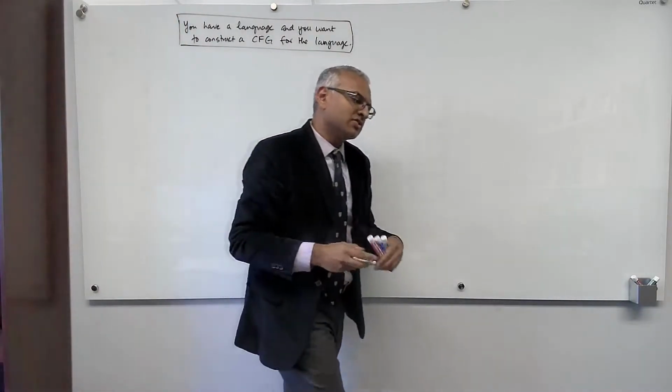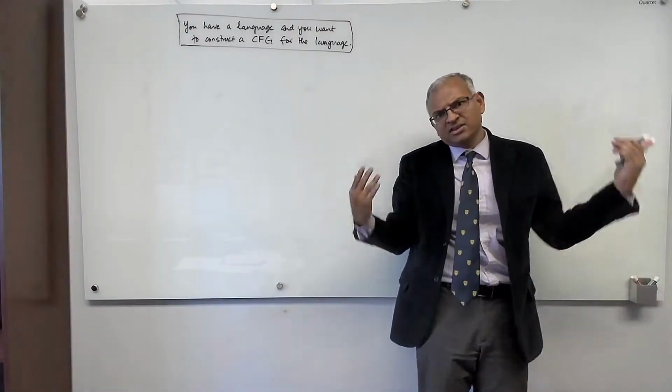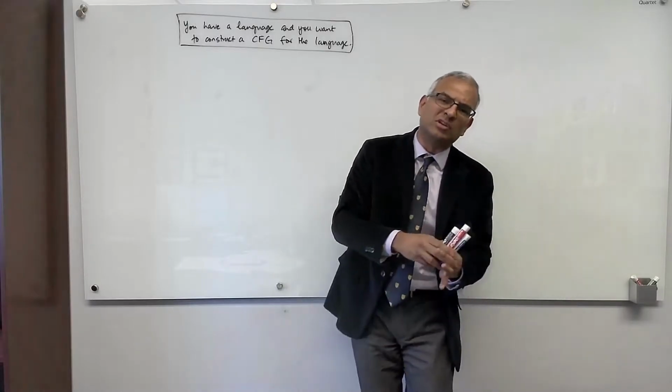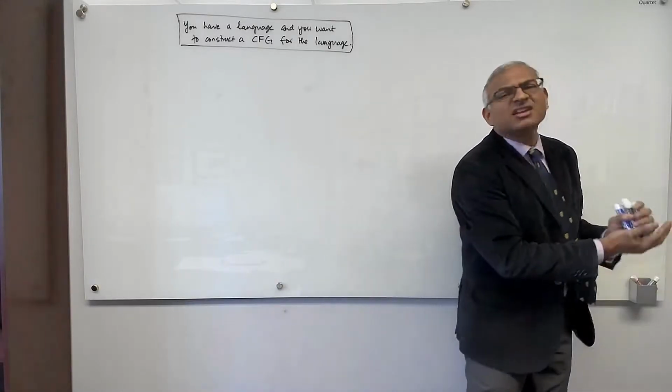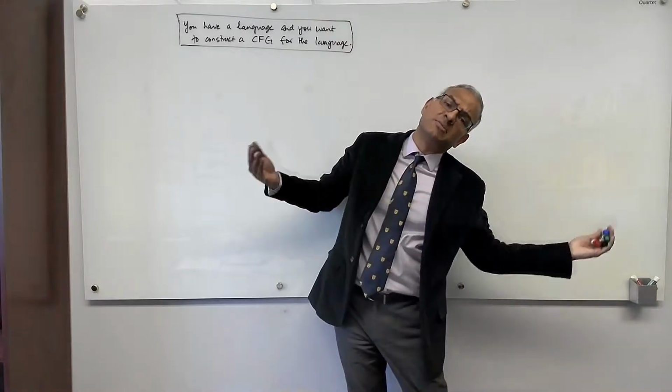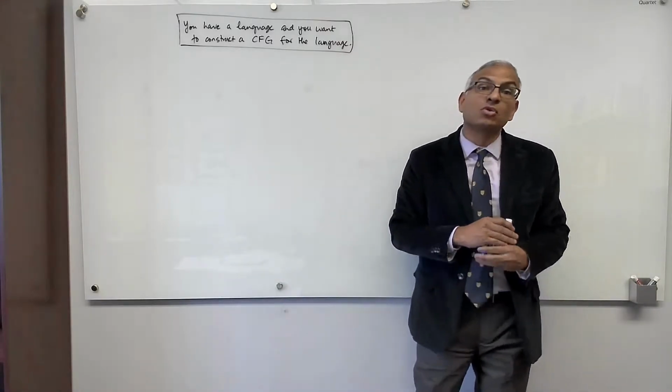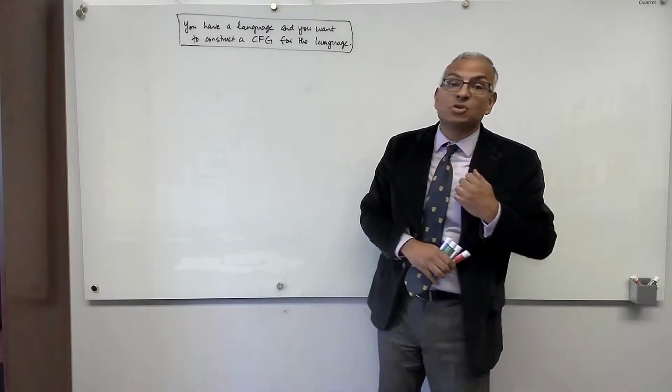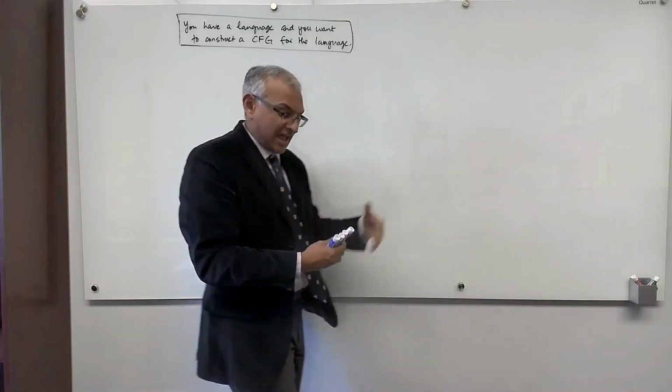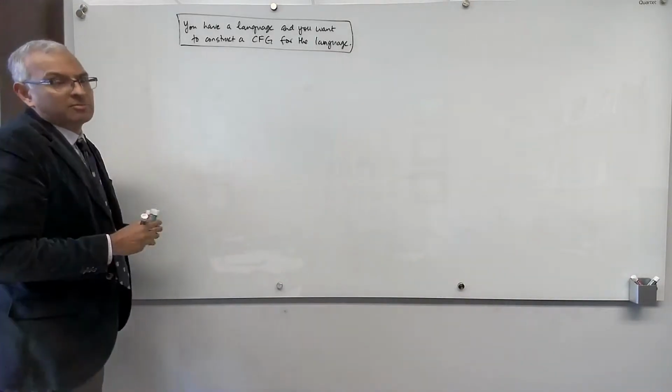Everything we've done so far is I give you a context-free grammar, and then we can play around with it. We can see what strings can be generated, we can ask about properties of those strings, and so on and so forth. But here's a much more challenging problem. I give you a language. Let me give you a language, and I have to describe it in some way.